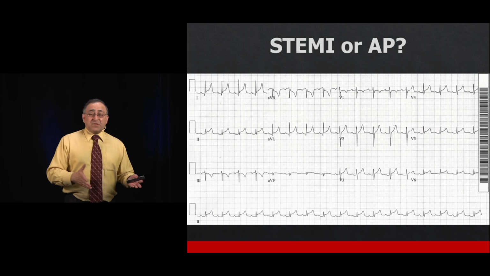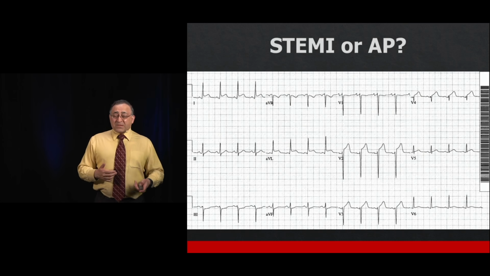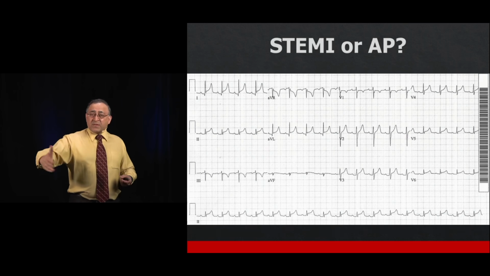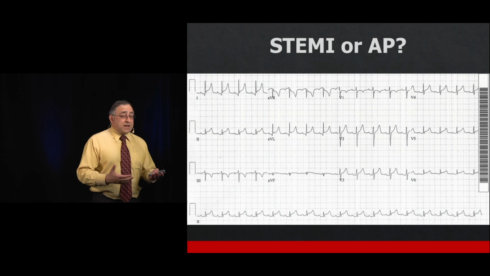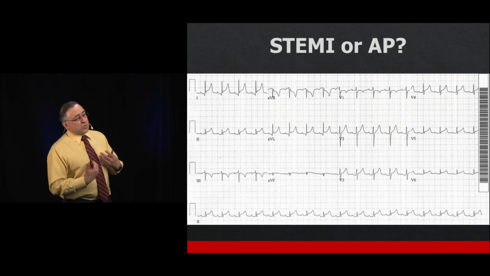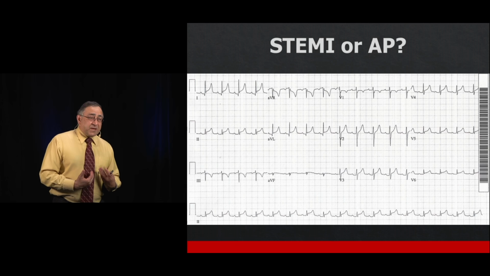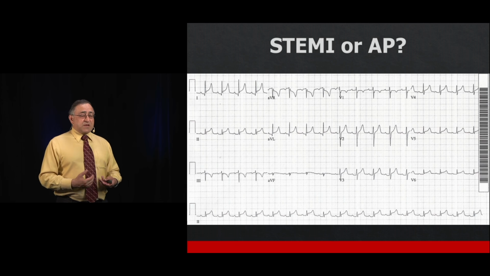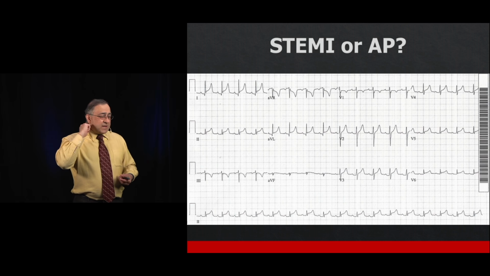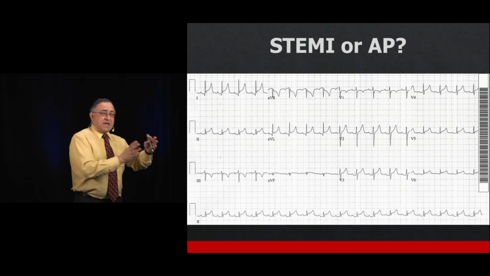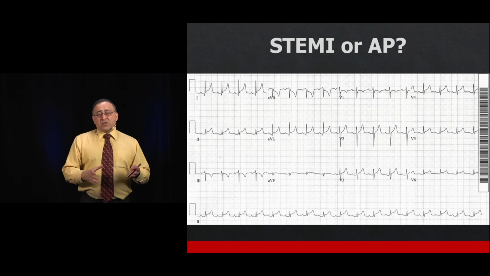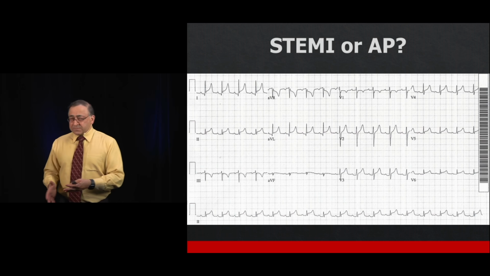So if that happens, what do you do? Well, probably the best thing that you could do is to get serial EKGs and look for any evolving changes. If you're good at it, and I'm probably not good enough to rely on my skills, but POCUS, point of care ultrasound, you can look for wall motion abnormalities suggesting ACS or pericardial effusions suggesting pericarditis.